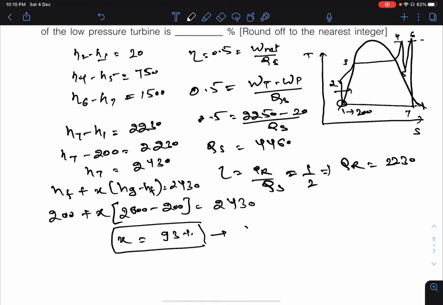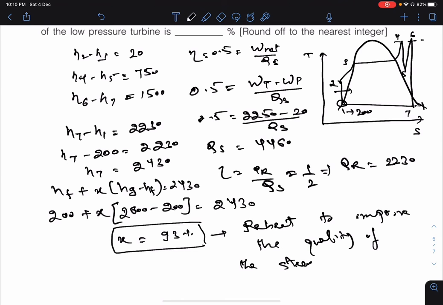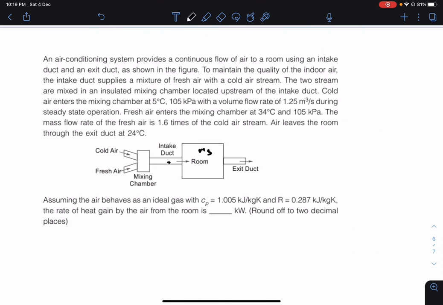So we will do reheat to improve the quality of the steam at the outlet of the turbine. So these things you also notice, because this type of things usually ask in exams.